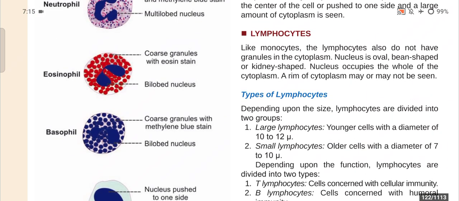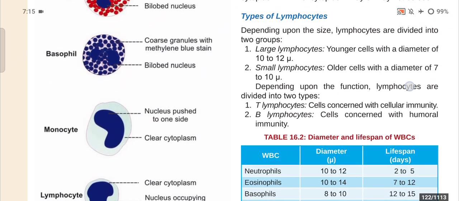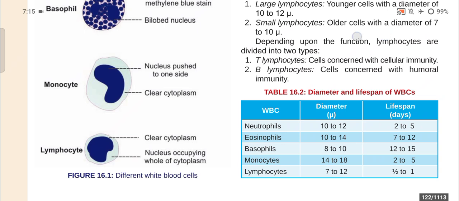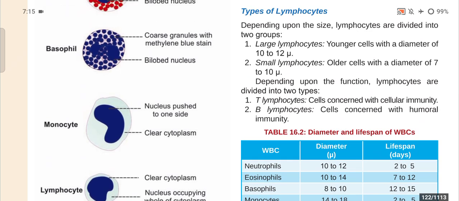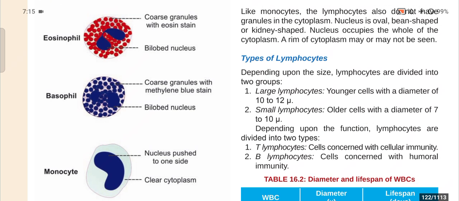Last, lymphocyte. Like the monocyte, the lymphocyte also does not have any granules in the cytoplasm, and the nucleus is either oval or bean shaped or kidney shaped. The nucleus occupies almost the whole of the cell, and the rim of cytoplasm may or may not be seen. This is the diagram of the lymphocyte, which has clear cytoplasm and a nucleus occupying most of the cell. The nucleus is large.